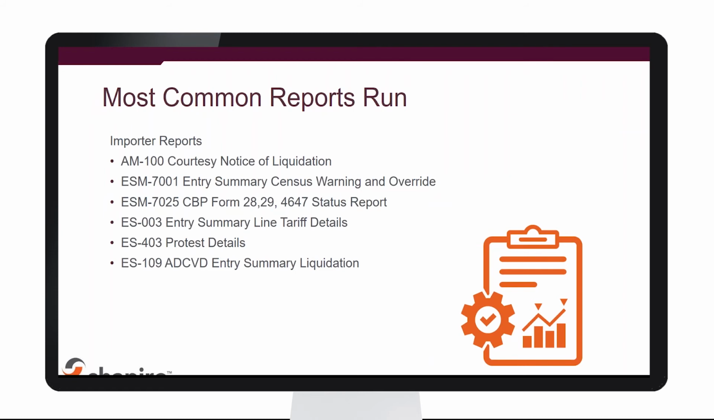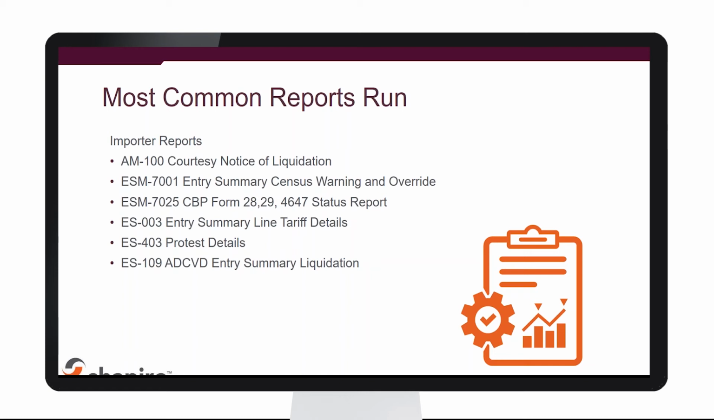Okay, most common reports that are run on ACE. We have the AM 100, which is the courtesy notice of liquidation. These reports provide information for entry summaries that are scheduled to liquidate. We should be checking this weekly. ESM 7001, entry summary census warning and override. These reports provide detailed information on census warnings related to an entry. If there's any discrepancy with value or quantity, this report is going to provide information. CS 28, 29, 47, this is something that should be scheduled in your agenda to run weekly.